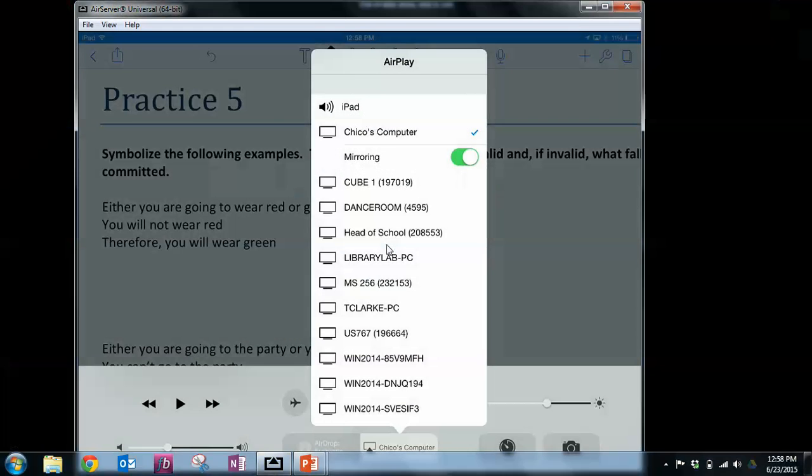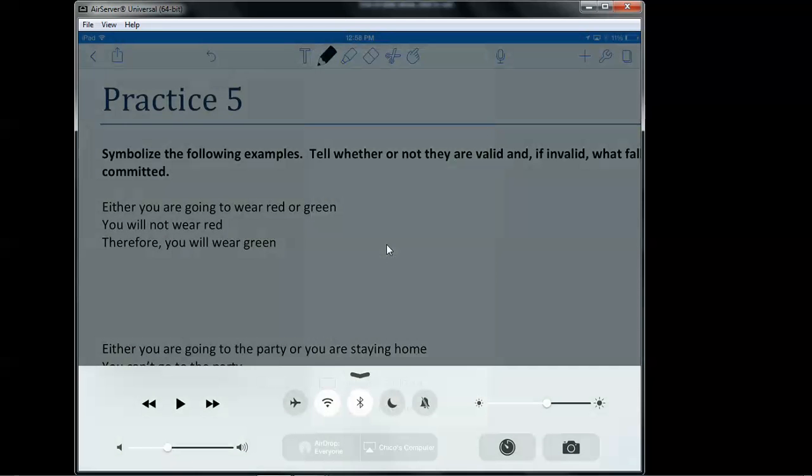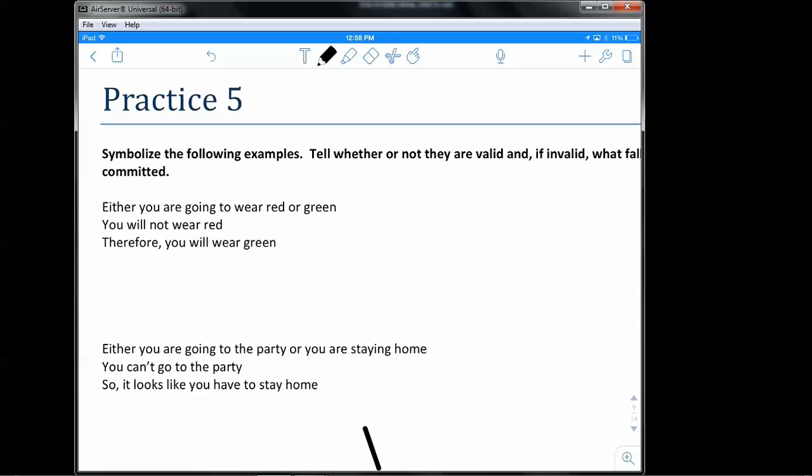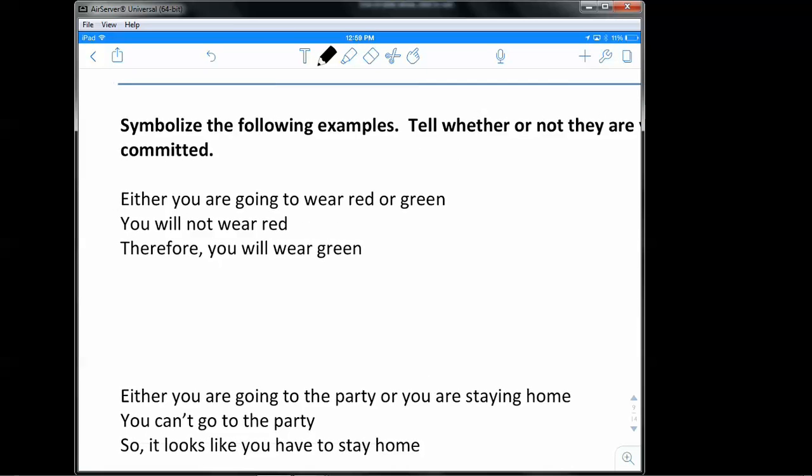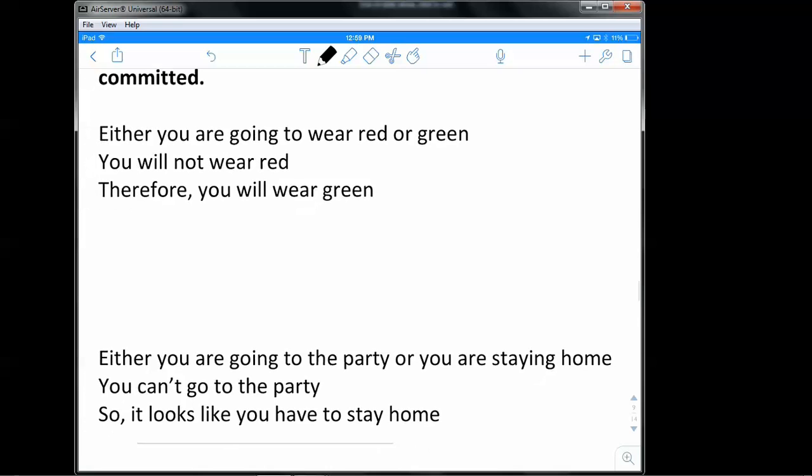Let's do a little bit of practice. Now, when we do this practice, I have to say that I don't have my stylus with me, and my stylus stinks anyway, so I'm going with fingers, and let's see if it works. All right, let's do the same thing we've been doing. We're going to symbolize, and we're going to say if it's valid or invalid. Of course, there's only one rule, so we're not going to say rule number 1 or rule number 2.